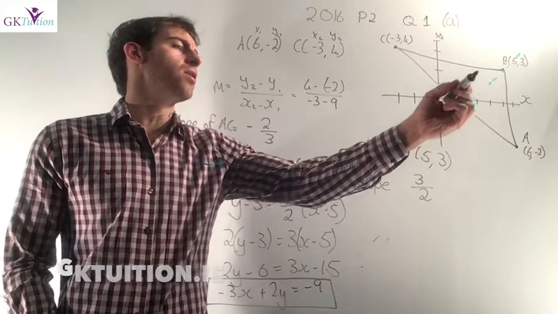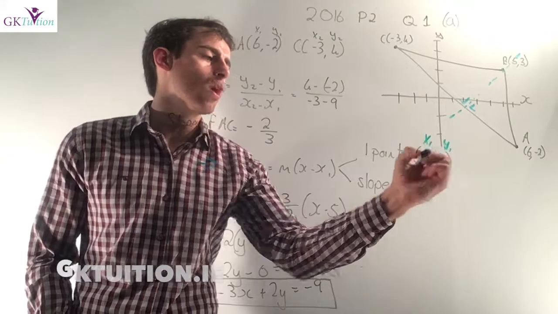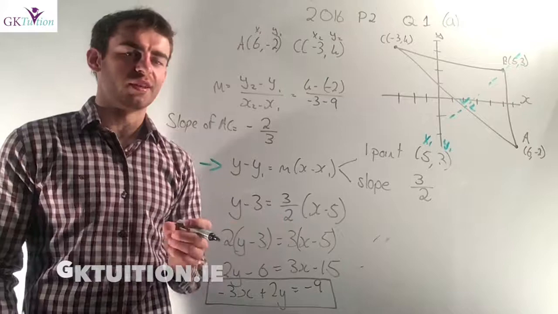Now clearly I know that the point B is on this line. So straight away I know my x1 and I know my y1. So really the key to this question is working out what is the slope of this line.